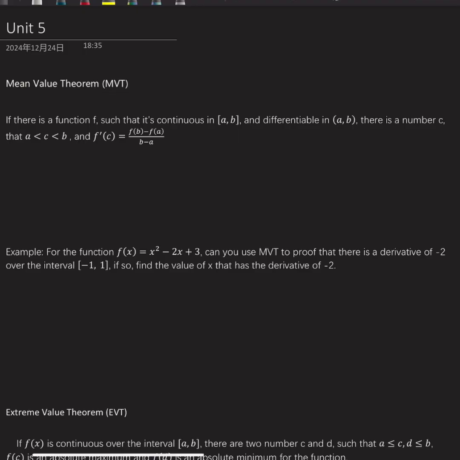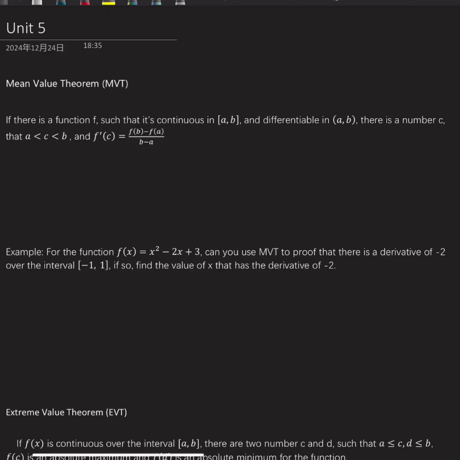So first, let's talk about the mean value theorem. If there's a function f such that it's continuous in the closed interval [a, b] and differentiable in the open interval (a, b), then there is a number c, where a is less than c less than b, and f prime of c is the average rate of change over that interval.